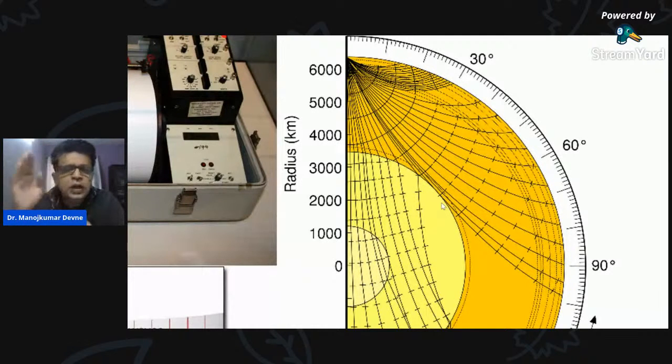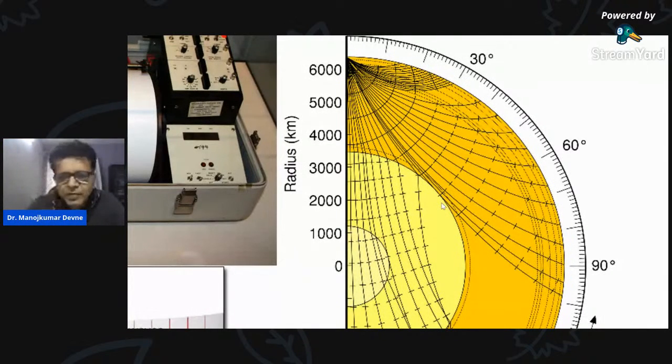As far as surface waves are concerned, the Rayleigh waves and the Love waves, both of these just travel surface to surface. They don't go much deeper. They don't enter into the mantle as such. So most of the destruction happens on the surface because of the Love and the Rayleigh waves as such.